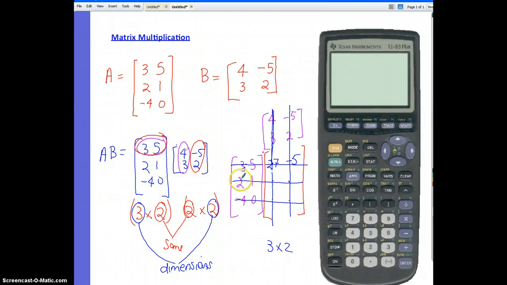We've got 2 times 4 is 8, plus 3, we've got 11. 2 times negative 5, negative 10, plus 1 times 2, negative 10 plus 2 is negative 8. And negative 4 times 4, negative 16, plus 0, we've got negative 16 there. And negative 4 times negative 5, 20, plus 0, we've got 20 there.